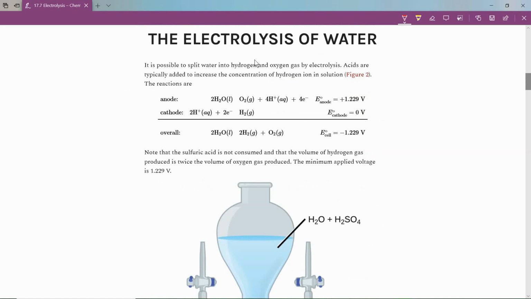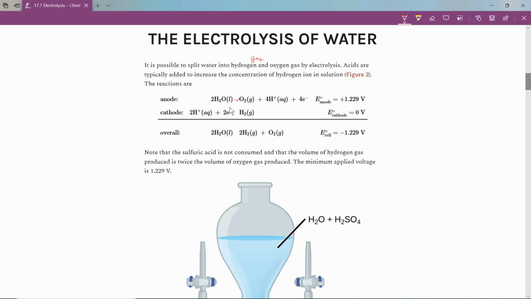Water is split into hydrogen gas and oxygen gas by electrolysis. Acids are typically added to increase the concentration of hydrogen ions in solution. It makes things happen more efficiently. So you have 2H2O, and that should be an arrow there, going to O2 plus 4H+ plus 4 electrons.